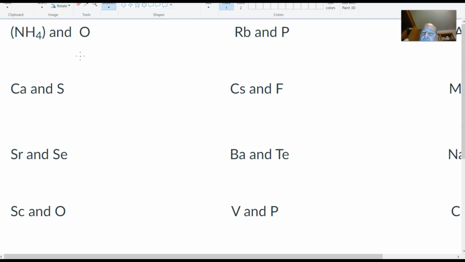Okay, and so the way I've set this up, the component on the left is the cation, the component on the right is the anion. Cation's the positive one, the anion's the negative one. The cation is the metal, the anion is the nonmetal, or there may also be polyatomic ions. So in looking at these, I have to first figure out what the charge is going to be.